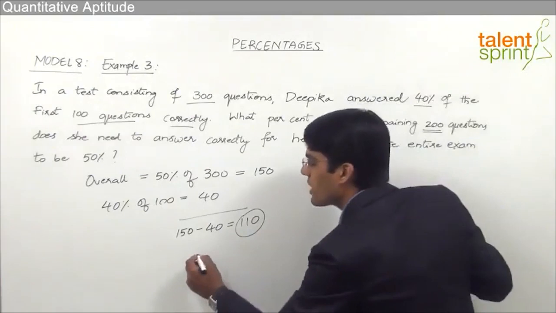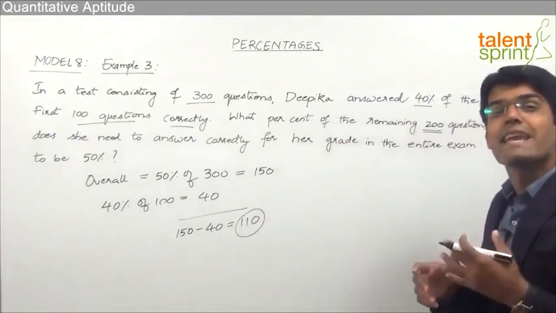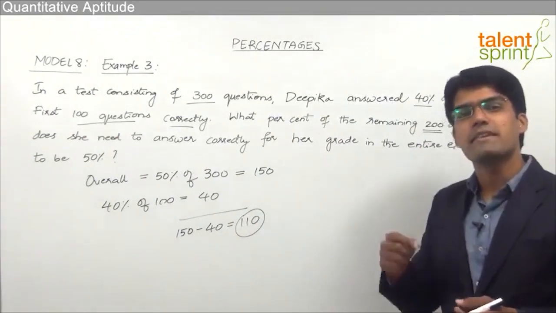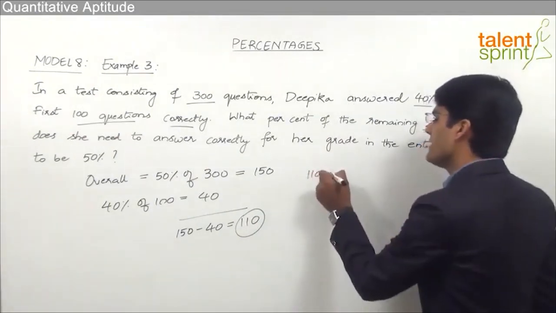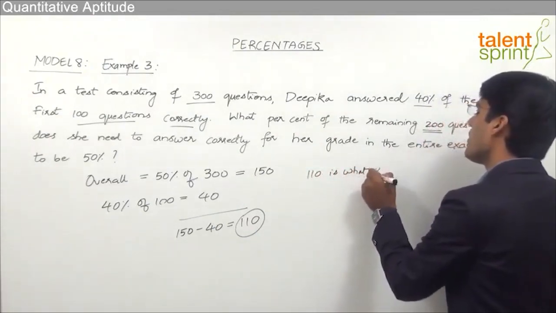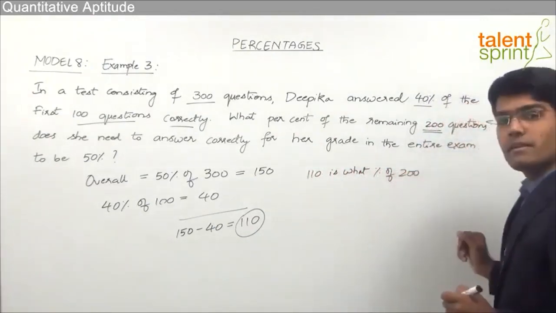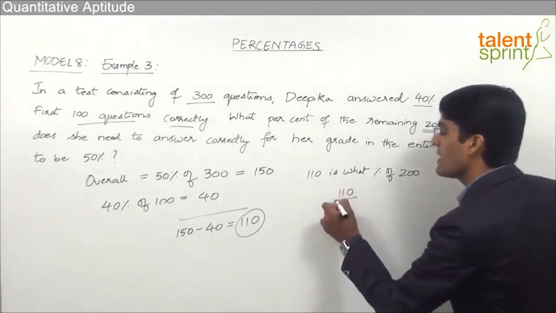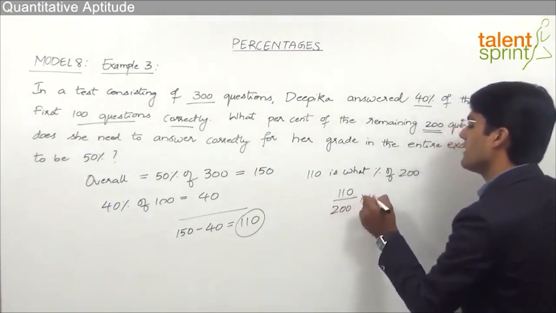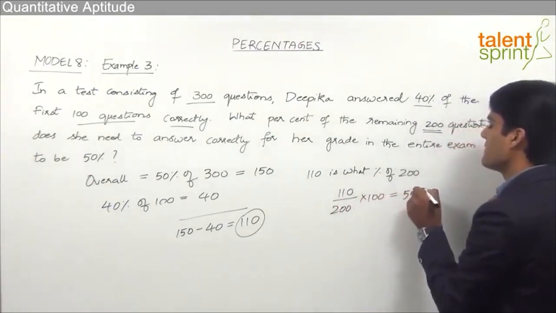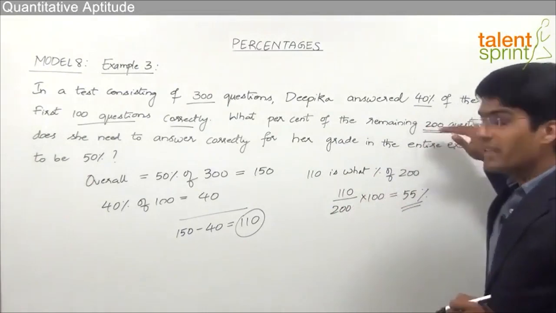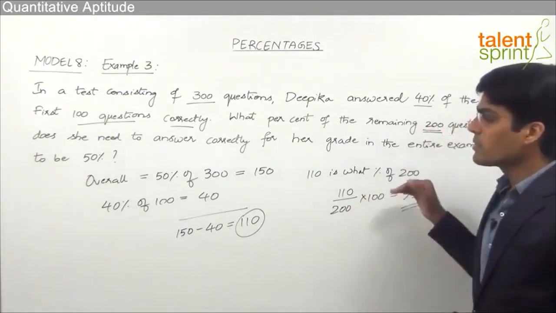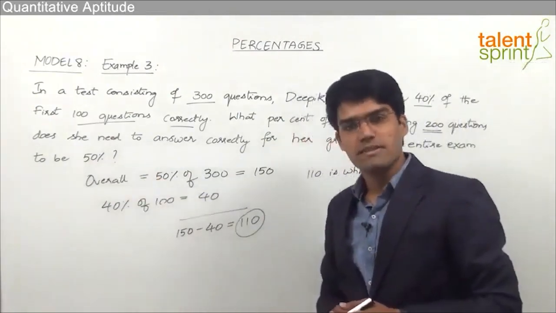So 110 is what percentage of 200 is in the form of x is what percent of y. And we know that x is what percent of y should be taken as x by y into 100. So 110 is what percent of 200 is to be calculated. We know that x is what percent of y should be taken as x by y into 100. So 110 by 200 into 100, which comes out to be 55%. So we can say that out of the remaining 200 questions, she needs to answer 55% of the questions correctly, so that her overall grade can be 50%.